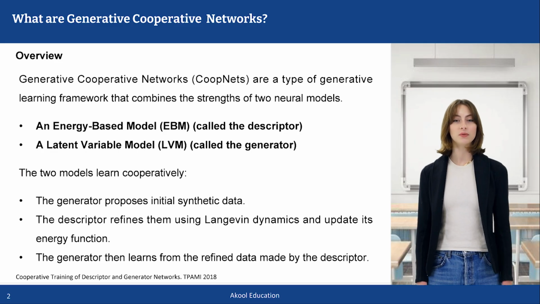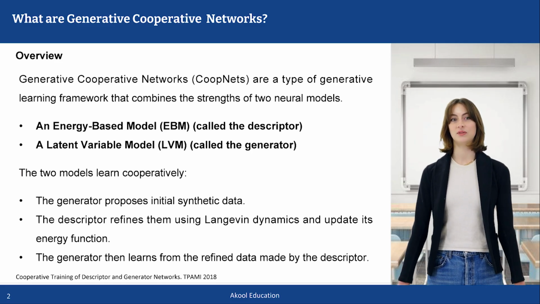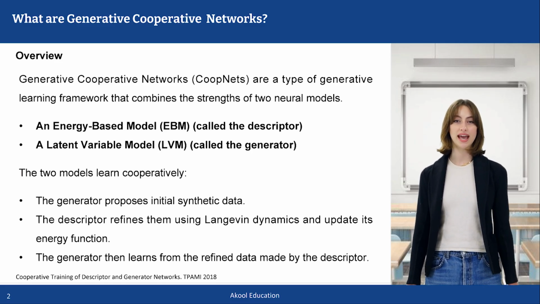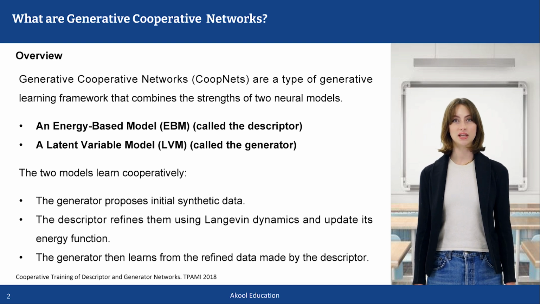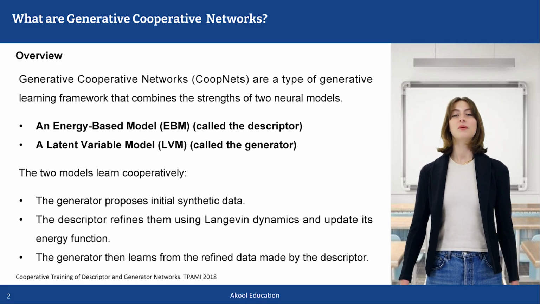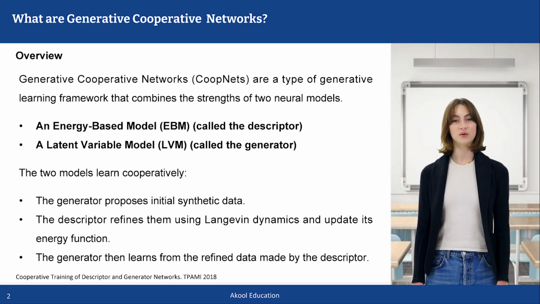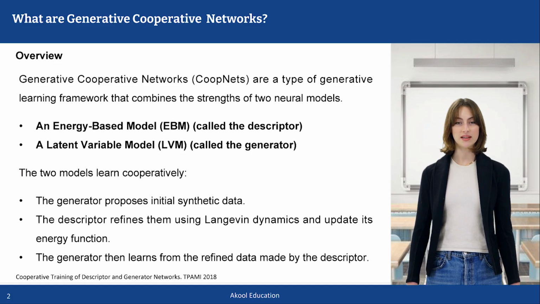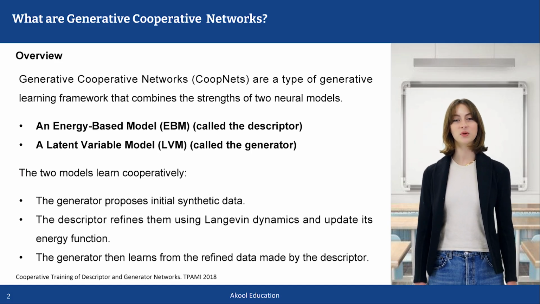Generative cooperative networks combine two key components: an energy-based model, which we call the descriptor, and a latent variable model, known as the generator. The generator proposes initial synthetic data samples, and then the descriptor refines them using Langevin dynamics. After that, the generator learns from the refined samples, effectively improving itself over time. This cooperation makes the training more stable and sample generation more efficient.